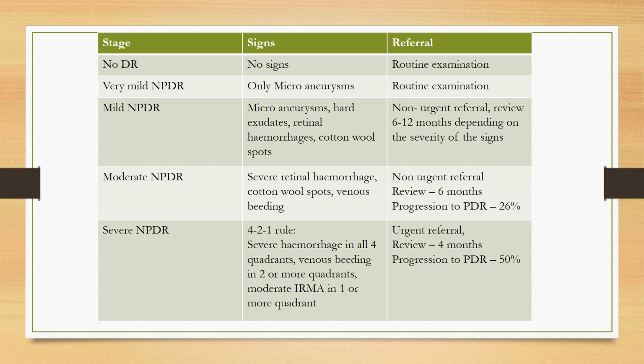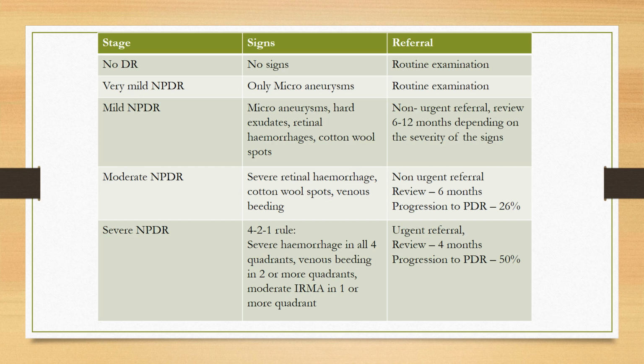So we always call it the 4:2:1 rule, which is an indication of severe NPDR.